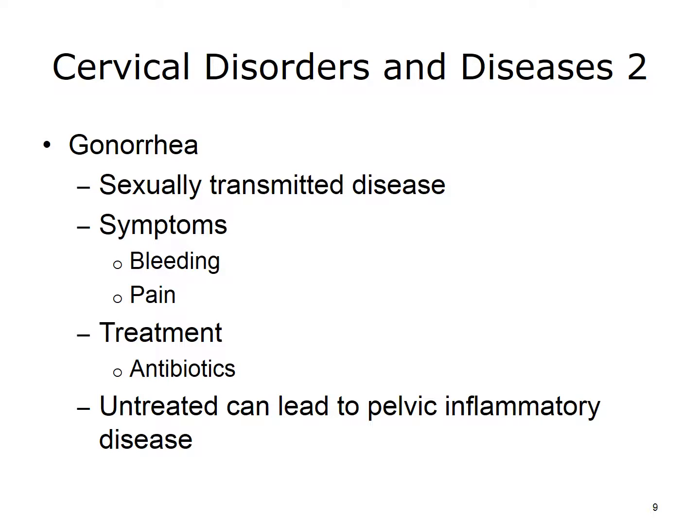Gonorrhea is a curable STD. The bacteria that causes gonorrhea can infect the genital tract, mouth, or anus. Symptoms in females include bleeding between menstrual cycles, pain when urinating, and increased discharge from the vagina. Untreated, it can lead to pelvic inflammatory disease, or PID, which can lead to infertility. Treatment includes antibiotics.